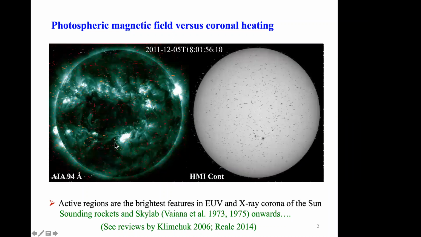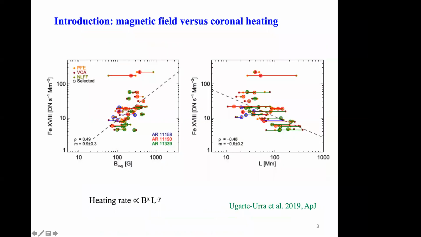The AIA 94 image more or less shows similar behavior to the XRT image I showed in the previous slide. Again, the active region with the strongest magnetic flux is brightest. So there is a one-to-one relationship. Consistently, Tiwari et al. showed that the stronger the magnetic field in the loop, the brighter the loop will be. Heating rate is inversely proportional to the length of the loop, and the volume of the loop is also well known.